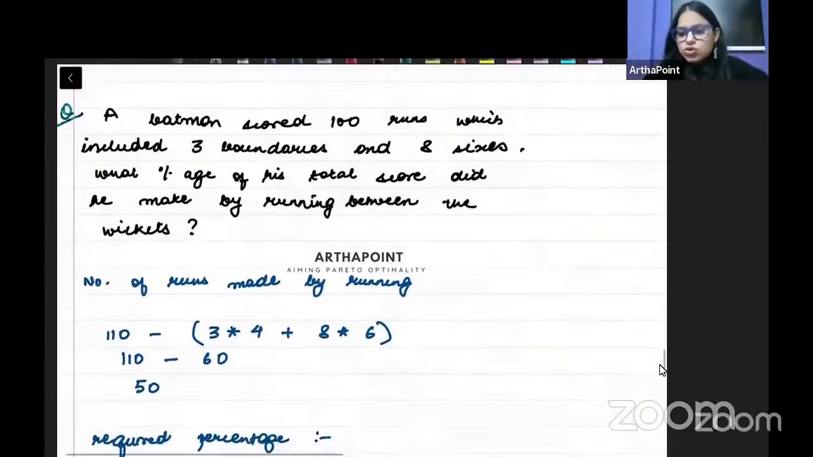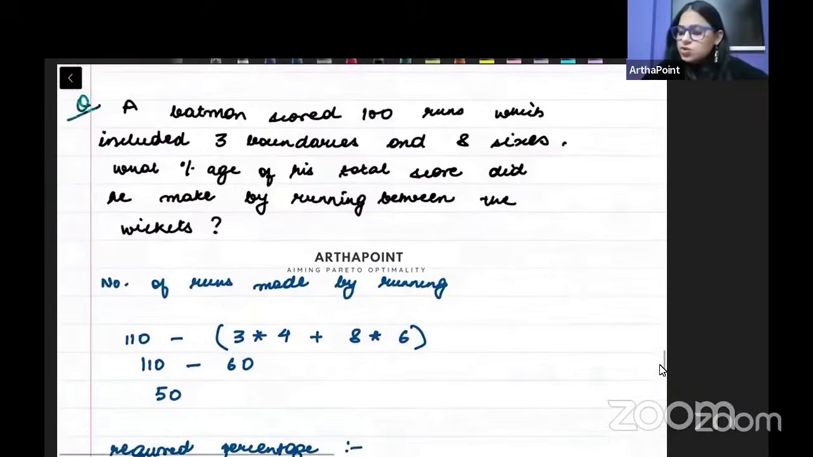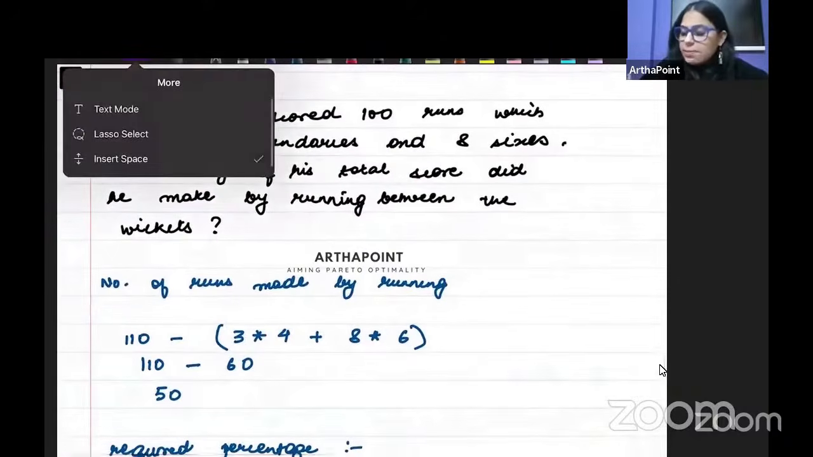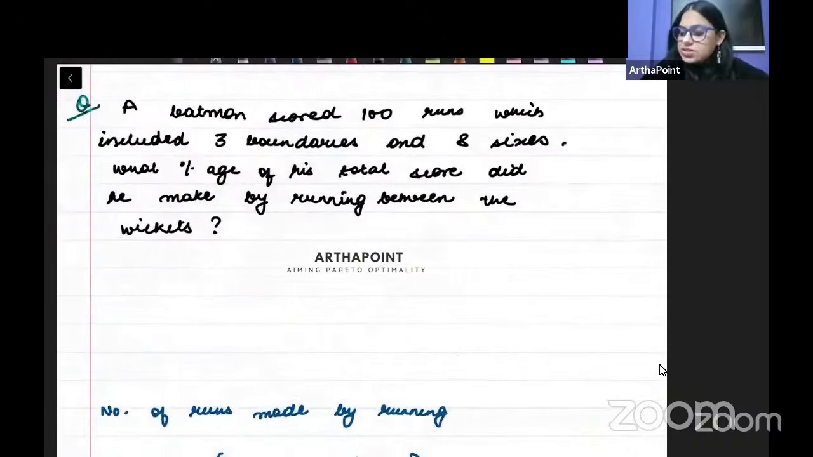Let me take the first question to you. So look into the first question, beta. It is saying a batsman scored 100 runs.